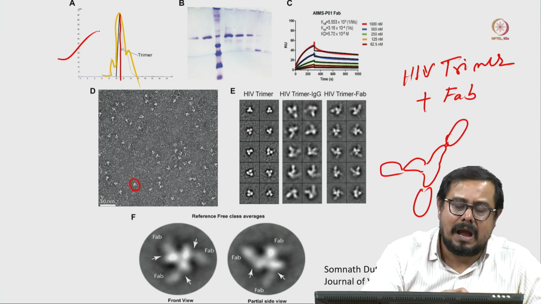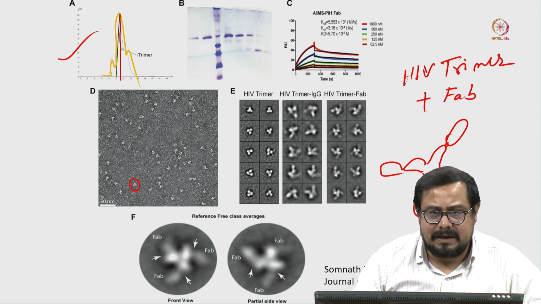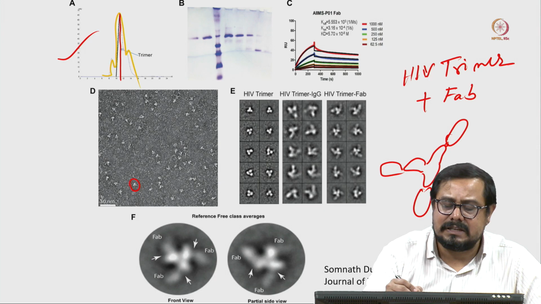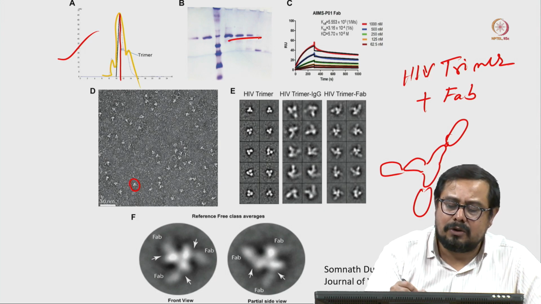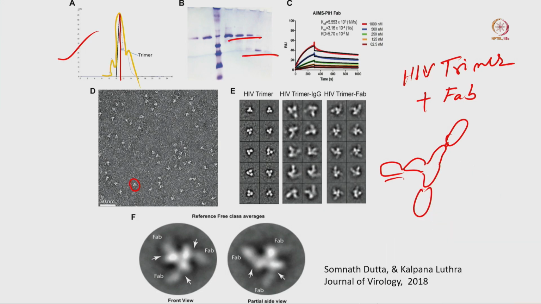From there we isolated this HIV trimer, and when we run it on an SDS-PAGE gel we can see two bands, one for the trimer and one for the antibody also. And here there is a binding study. Those are not important for this particular course, but definitely those are the biochemical studies we should always do before taking that protein for TEM imaging or cryo-imaging.